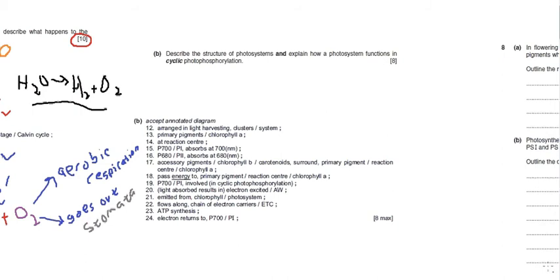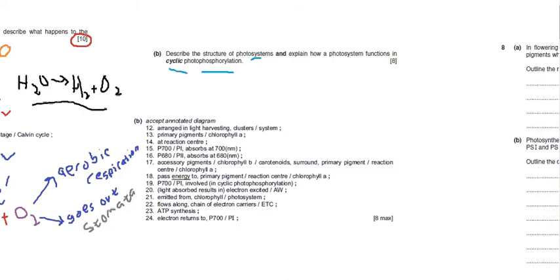Hello, welcome back. This is the next video in the process of photosynthesis. So let's see what we have here. We have to describe the structure of photosystems and explain how a photosystem functions in cyclic photophosphorylation. So we have to describe that. Now let's see what the examiners want.